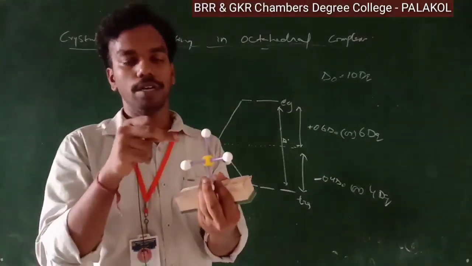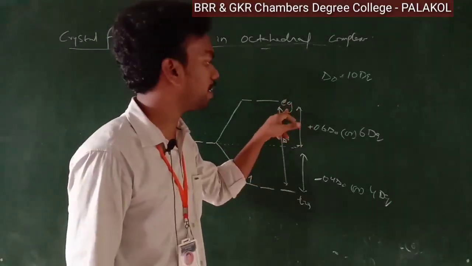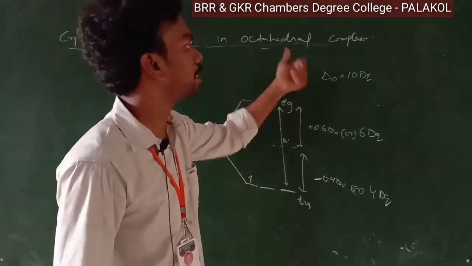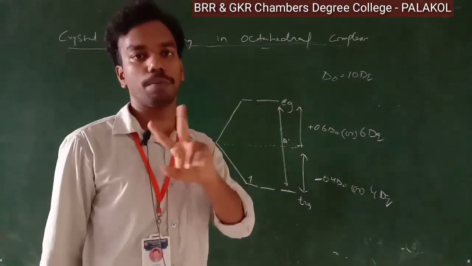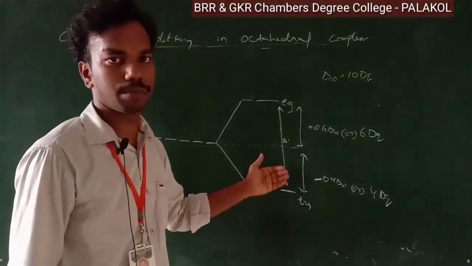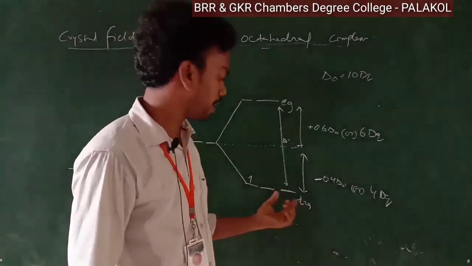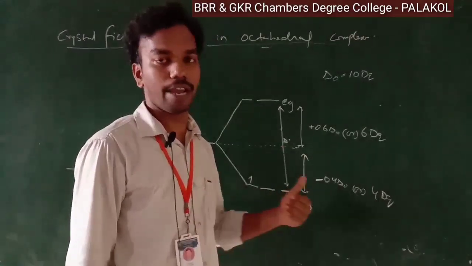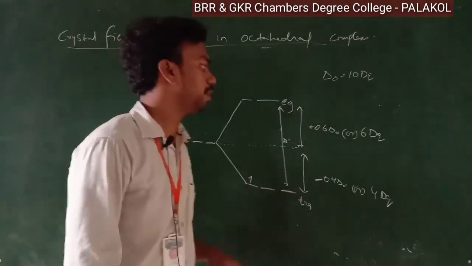Now in that case, the Eg orbitals have more energy. What are the Eg orbitals? dx square minus y square and dz square. They have lobes along the axis, and here the ligands are also approaching along the axis. So the Eg orbitals and the ligand orbitals have more repulsion. That's why the Eg orbitals have higher energy and the T2g orbitals have lower energy. What are the T2g orbitals? dxy, dyz, dzx. These 3 orbitals have lobes in between the axis. That's why they have lower repulsion, hence lower energy, right?